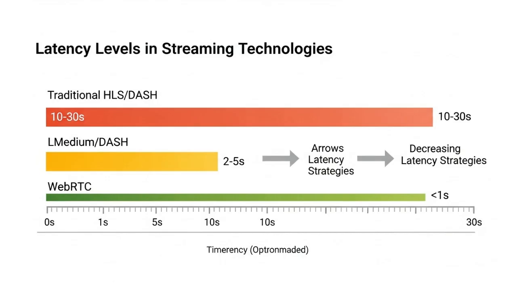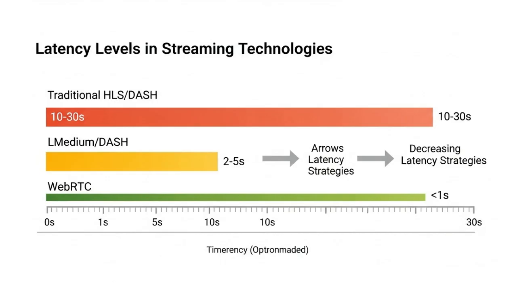Low-latency HLS, LLHLS, and low-latency DASH, LDASH, are emerging standards that reduce segment sizes, use chunked transfer encoding, and introduce partial segment delivery, bringing latency down to 2 to 5 seconds.